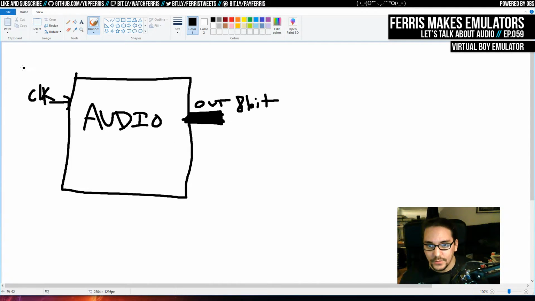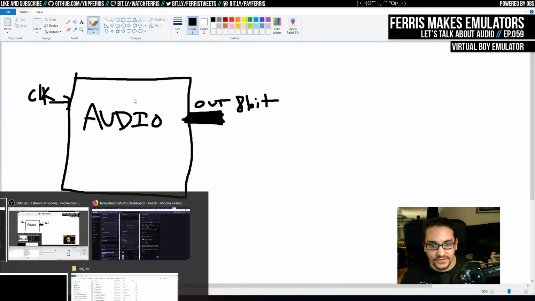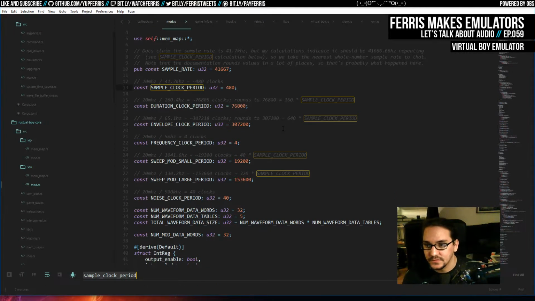But what I want to impart is that this is really like the only interface that we have here. So we could model this different ways in code, but I'll just show you how I model it in RushBoy.